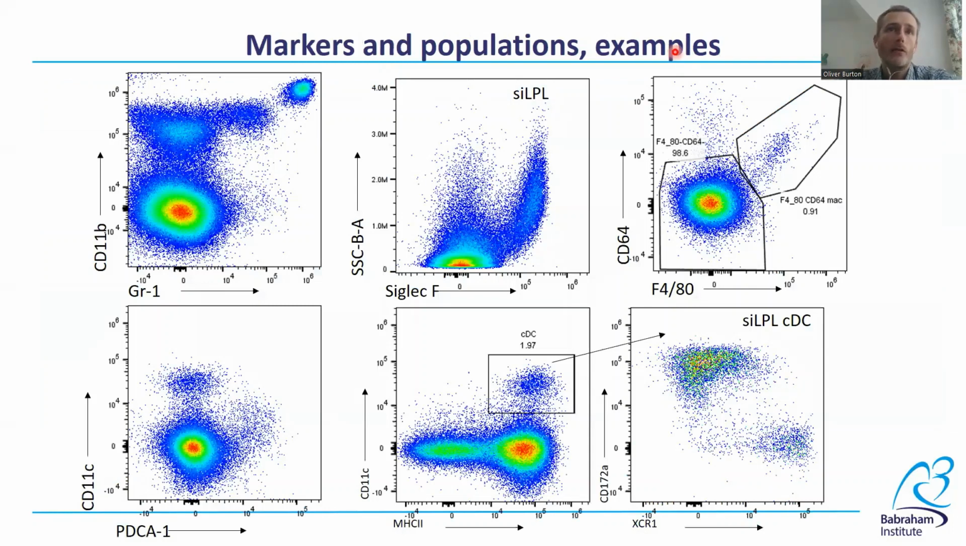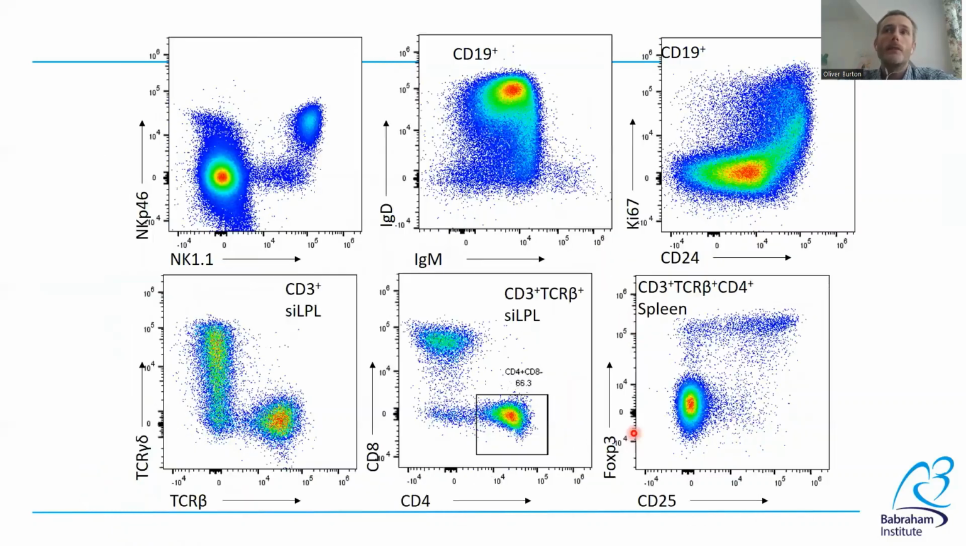Here are some examples of how the data looks in 2 dimensions, which is how we frequently look at flow cytometry data. We can identify monocytes and neutrophils, eosinophils, macrophages, dendritic cell subsets, as well as some NK cells, ILCs, B cells, and T cells, and some phenotyping of the activation status of these cells.